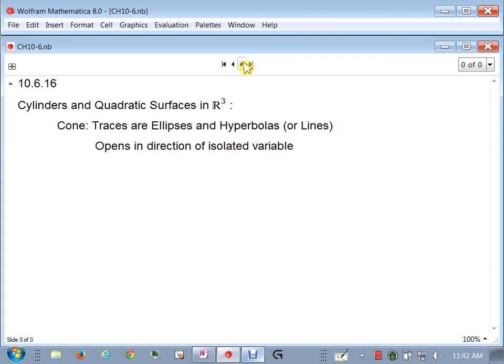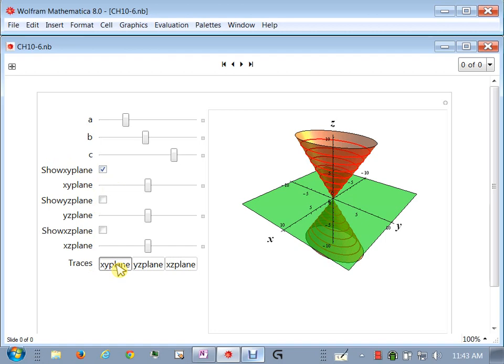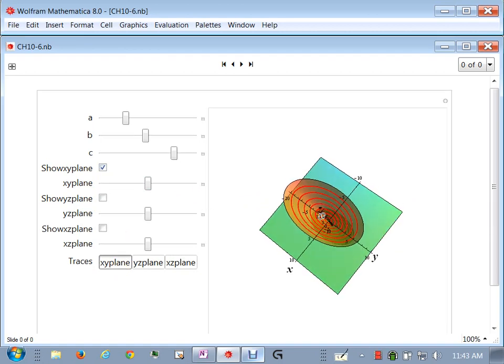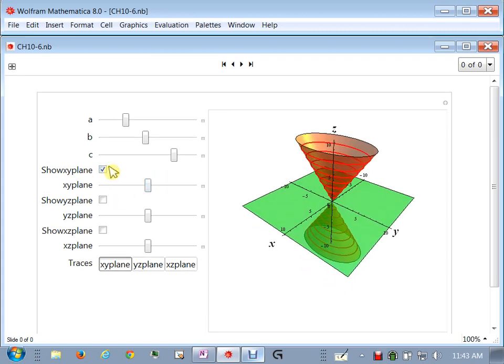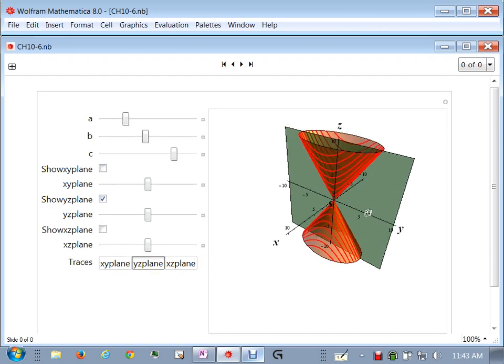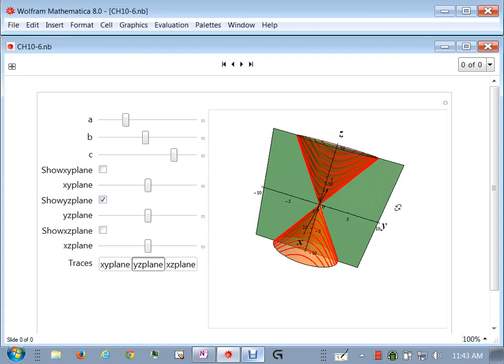All right, cones. Traces are ellipses and hyperbolas, or possibly lines. It opens in the direction of the isolated variable. So there's a cone. What if I cut it with the XY plane? What do I get? Ellipses, right? Looking from the top, got ellipses that way. If I cut it with the YZ plane, I'm getting hyperbolas.